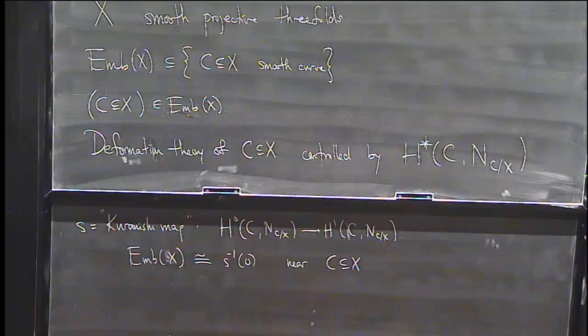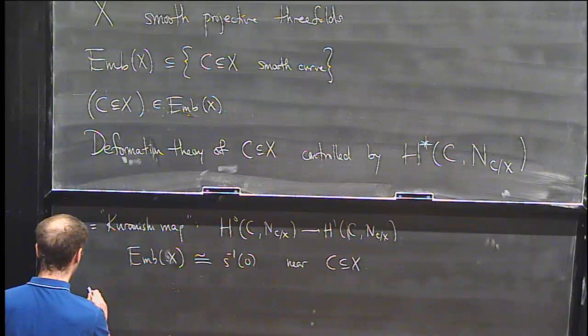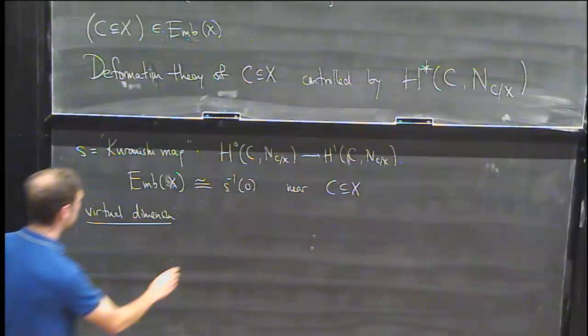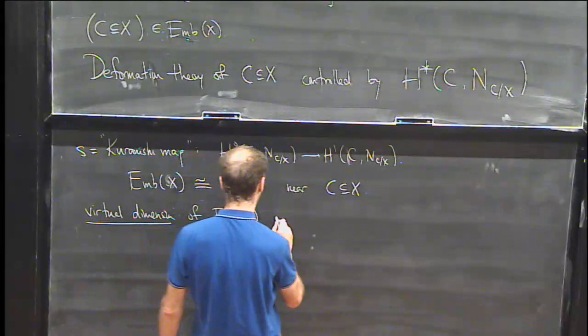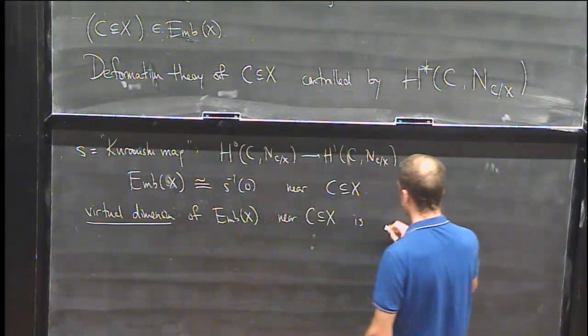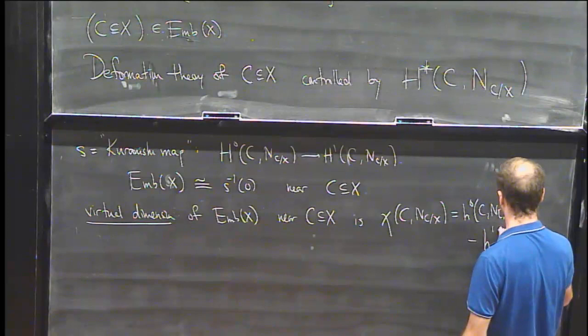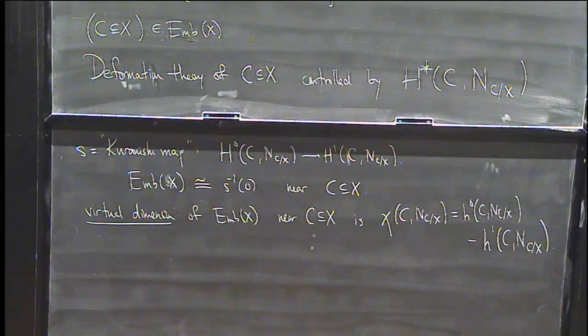So it makes sense to assign this quantity called the virtual dimension of the space of embedded curves in X near this point. This is the Euler characteristic, which is H0 minus H1. That's the expected dimension of this zero set. If S is transverse to zero, then this zero set will have this dimension.